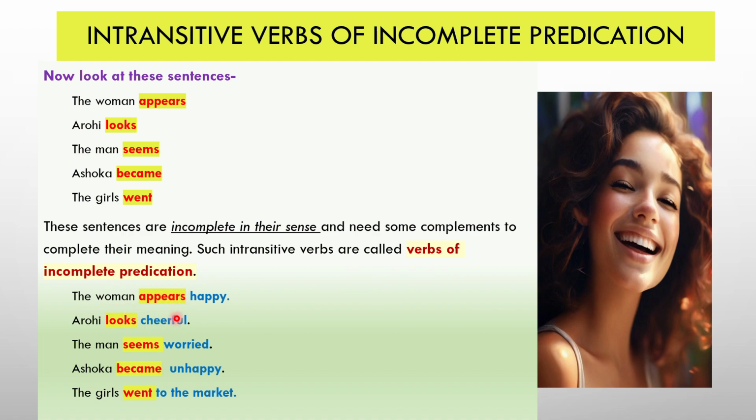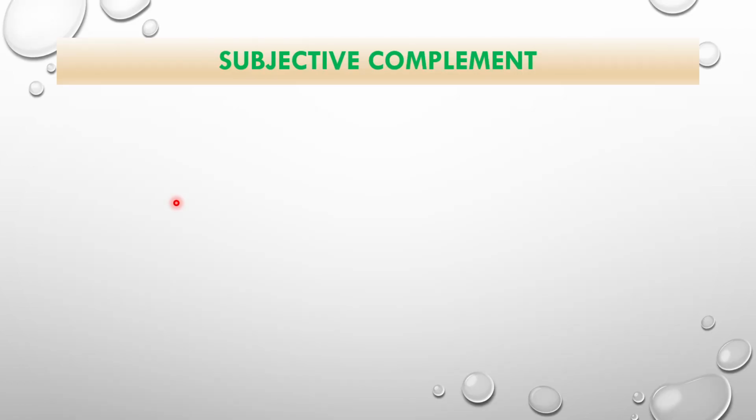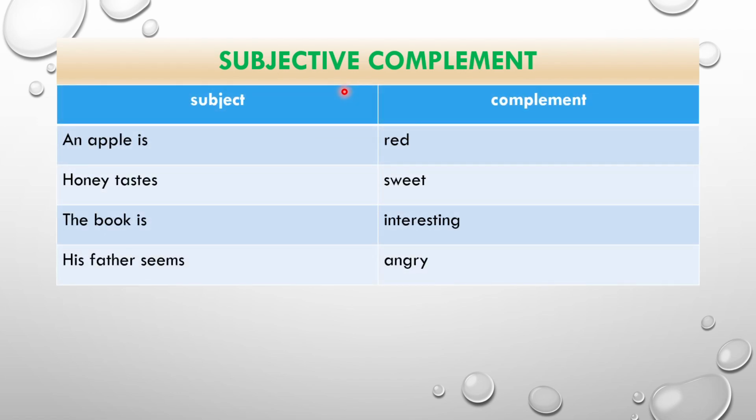The woman appears happy. Arohi looks cheerful. The man seems worried. Ashoka became unhappy. The girls went to the market. So these are all complements which make these verbs of incomplete predication complete. So complements can be subjective or objective.